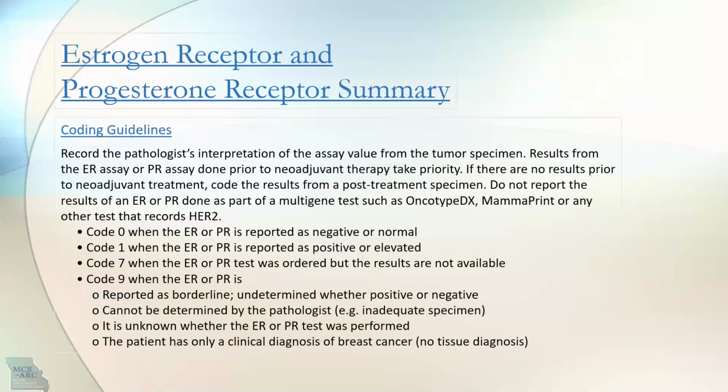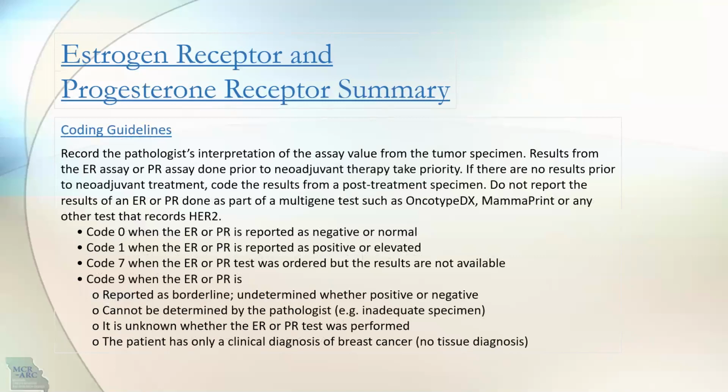This is from SSDI manual page 171 and 177. Coding guidelines: record the pathologist's interpretation of the assay value from the tumor specimen. Results from the ER or PR assay done prior to neoadjuvant therapy take priority. If there are no results prior to neoadjuvant treatment, code the results from the post-treatment specimen. Do not report the results of an ER/PR done as part of a multi-gene test, such as Oncotype DX, MammaPrint, or any other test that records HER2.